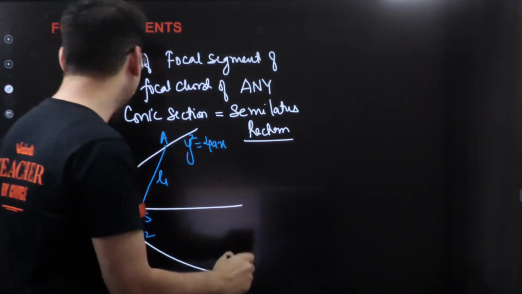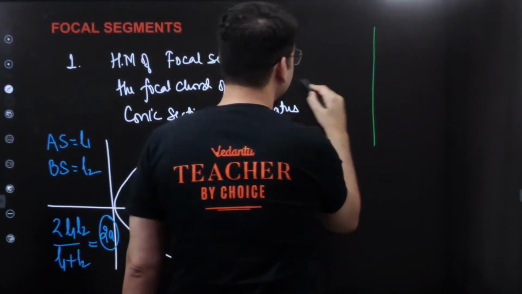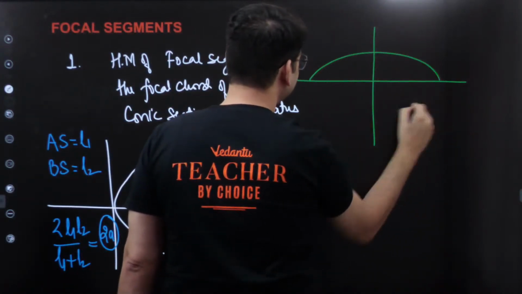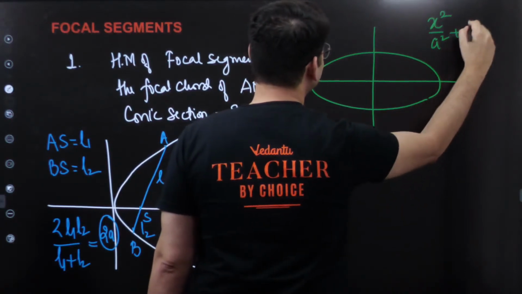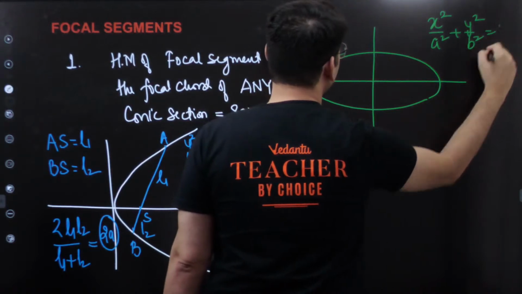If we talk about the ellipse, let's say the ellipse is x square by a square plus y square by b square is equal to 1, where a is greater than b.